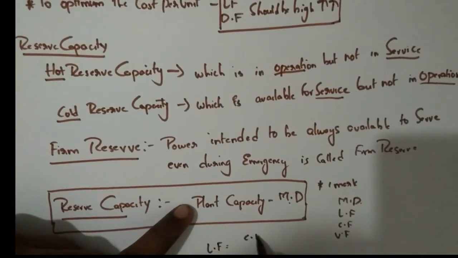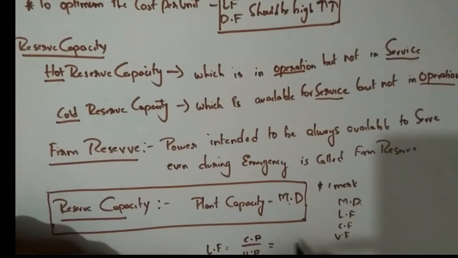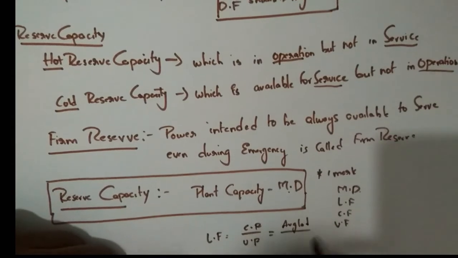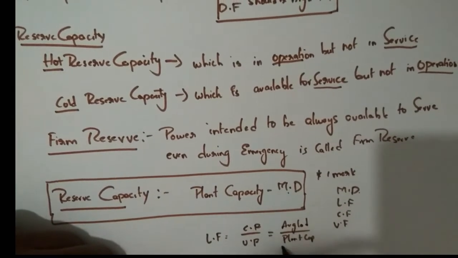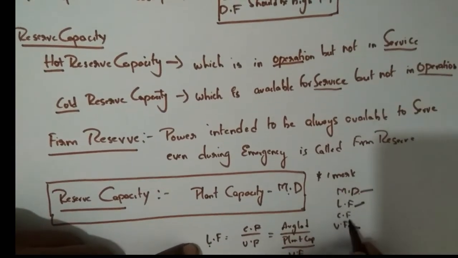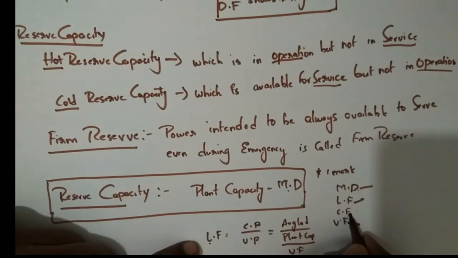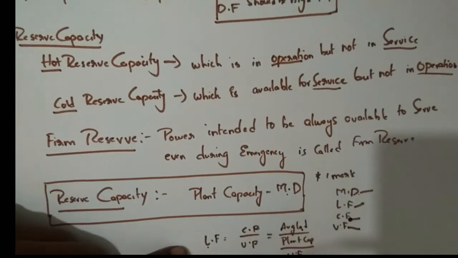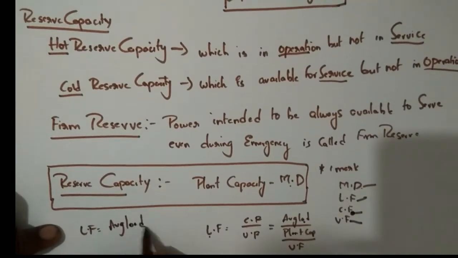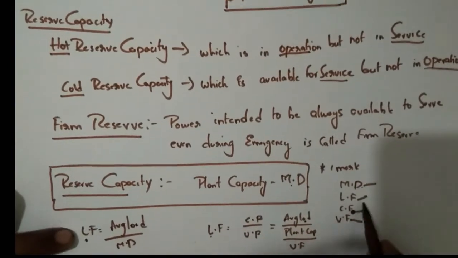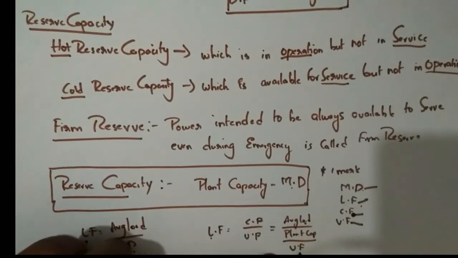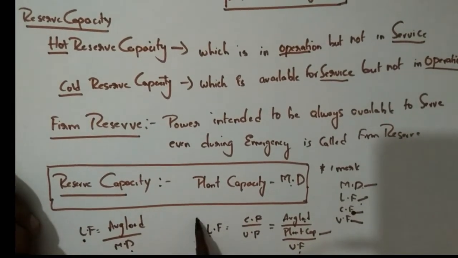So load factor is equal to capacity factor by utilization factor, right? So capacity factor is average load by plant capacity, by utilization factor. If we substitute load factor, utilization factor and maximum demand, we can get CF. So we need to find average load. To find average load, we require load factor is equal to average load by maximum demand. For that, load factor is given, maximum demand also will be given, and average load we have to find. From average load, we find average load by plant capacity by utilization factor. We can find plant capacity from this basic formula.